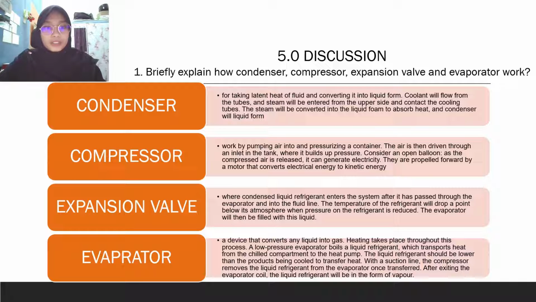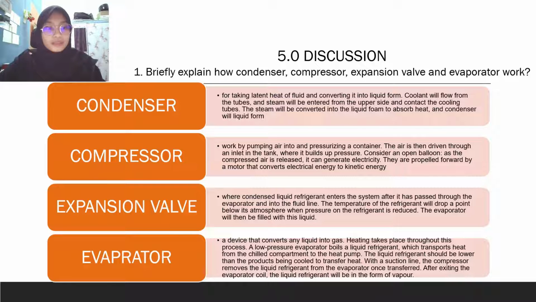Okay, for the compressor, it works by pumping air into the freezing container. The air is then drawn through an inlet in the tank, where it is brought up to pressure. As the compressed air is released, it can generate electricity. They are propelled forward by a motor that converts electric energy to kinetic energy.